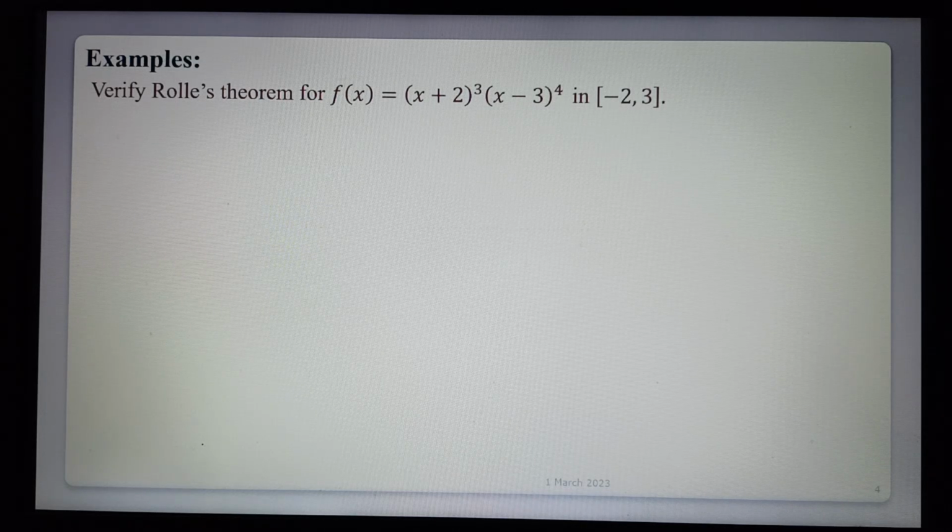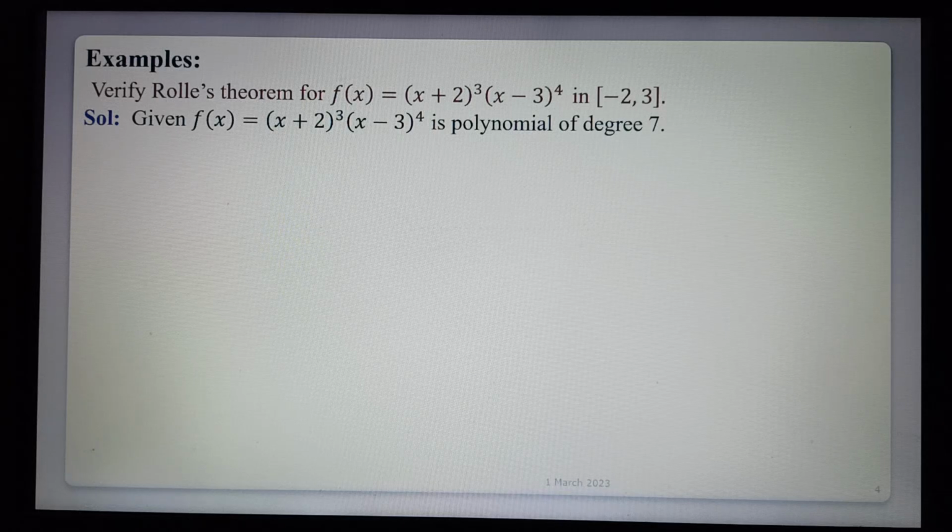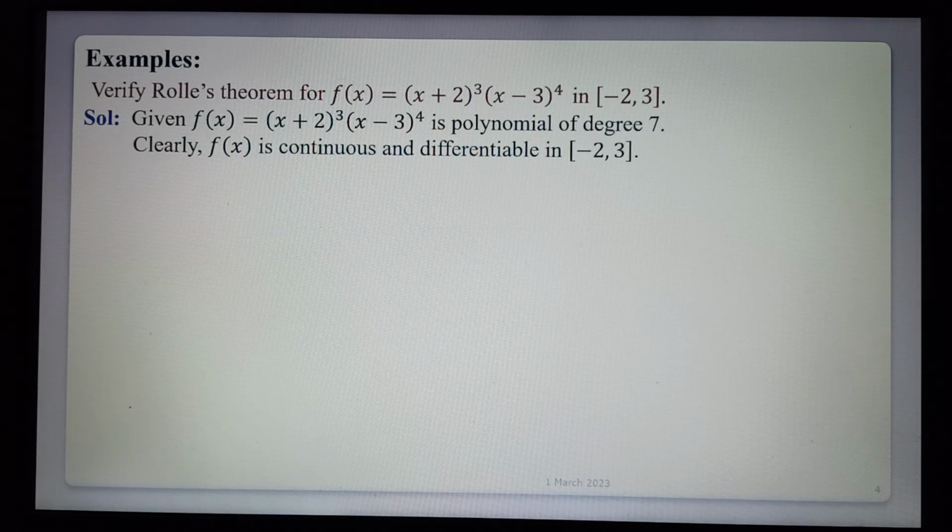The given function is a polynomial of degree 7. We know that every polynomial is continuous and differentiable in R. So clearly it is continuous and differentiable in the closed interval [-2, 3]. Next, the third condition, and finding the differentiation. Here we find f'(x).